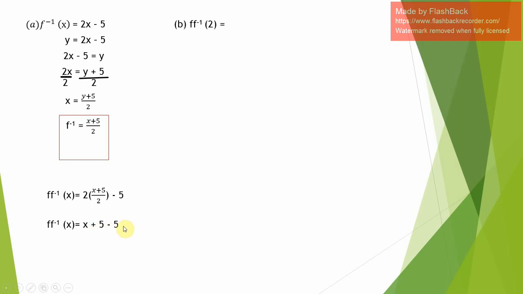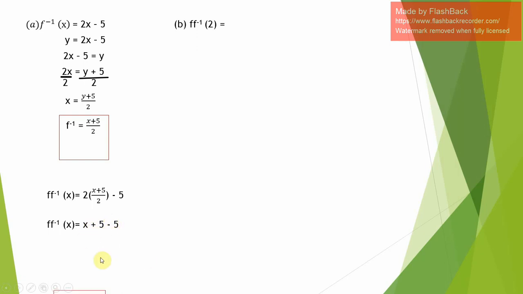When the signs are different, you subtract and maintain the sign from the bigger number. That is the concept. When the signs are the same, we add and maintain the same sign. But in our case, the signs are different. So when the signs are different, we subtract and maintain the sign from the bigger number.